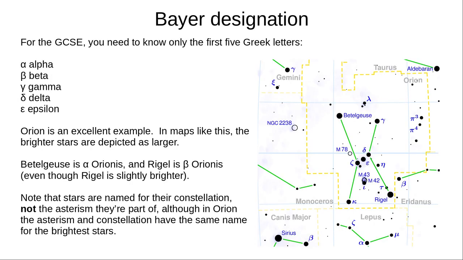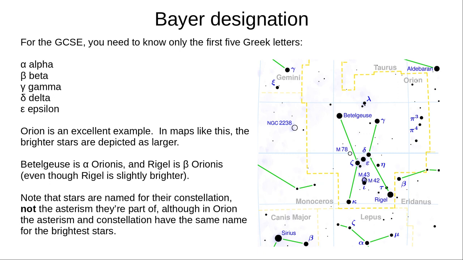For the GCSE, you only need to know the first 5 Greek letters. You should learn the name and symbol. In order, they are Alpha, Beta, Gamma, Delta, Epsilon. Here we can see an excellent example in Orion. Star maps like this depict brighter stars as larger dots. Betelgeuse is Alpha Orionis, and Rigel is Beta Orionis. Rigel is actually slightly brighter, but as we said, Bayer wasn't too strict in applying his rules.